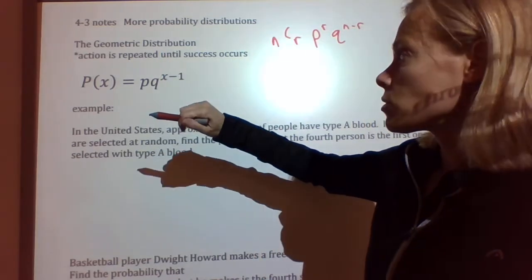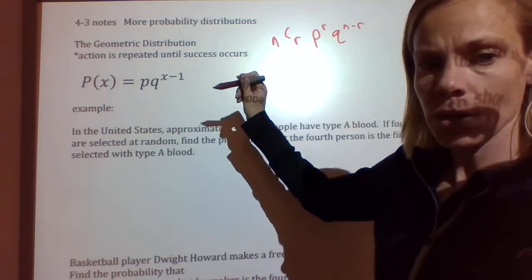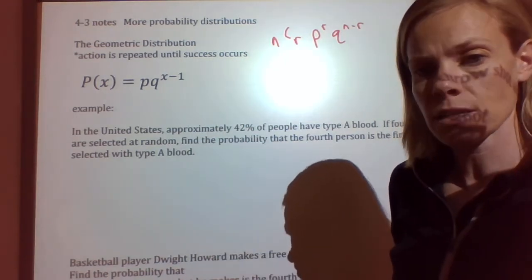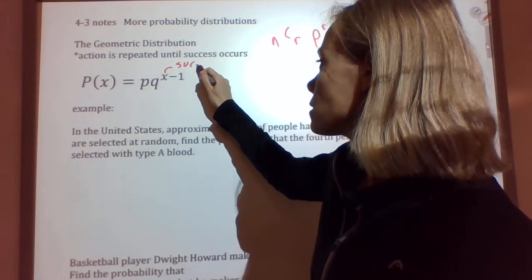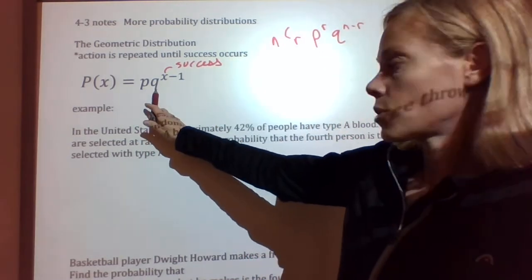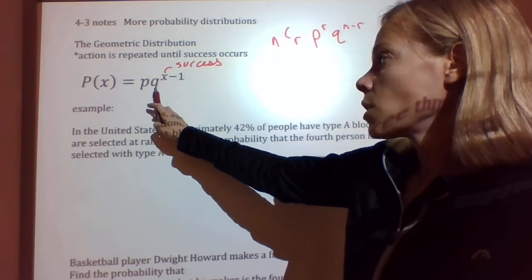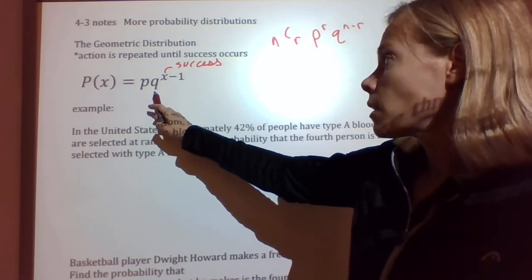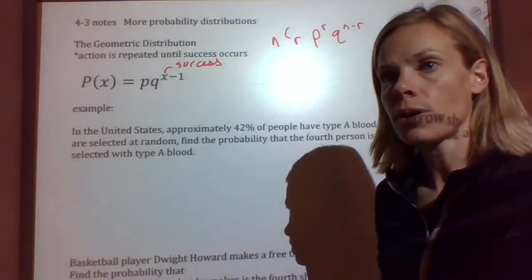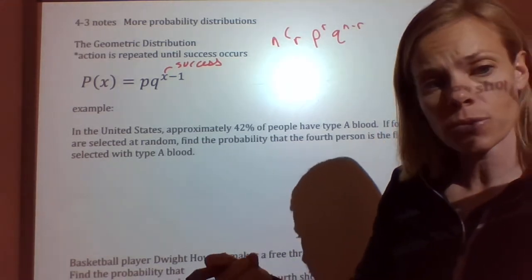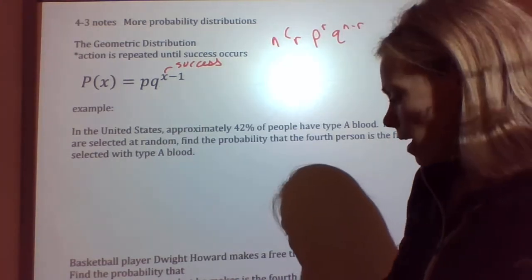And the geometric distribution is an action that is repeated until success occurs. Like you keep trying until you're successful, where X is that success. P and Q, you should already know, that was in this formula. P is your probability of success. Q then is your probability of failure. So the first success is the fifth one, or the first success would then be the third one. That's how you know what X is going to be. So let's do some examples of that.